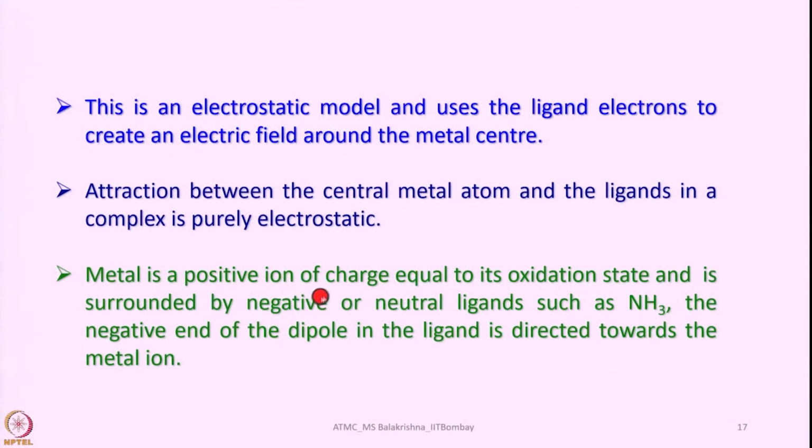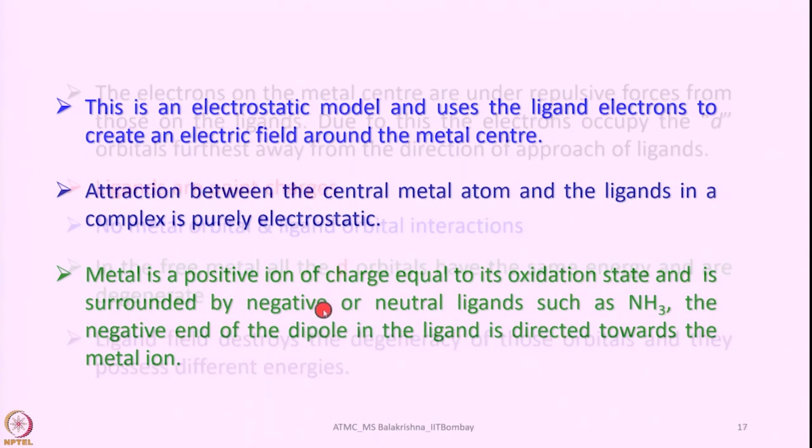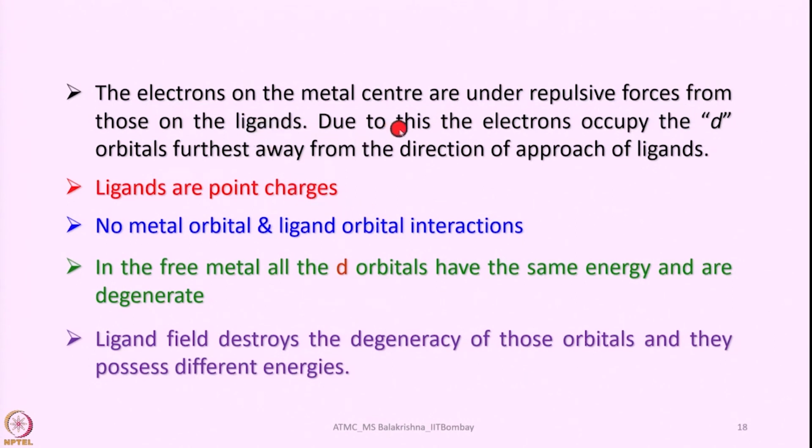that is the reason we call it ion dipolar interaction. Metal is a positive ion of charge equal to its oxidation state and is surrounded by negative or neutral ligands such as ammonia or cyanide. The negative end of the dipole in the ligand is directed towards the metal ion. The electrons on the metal center are under repulsive forces from those on the ligands.